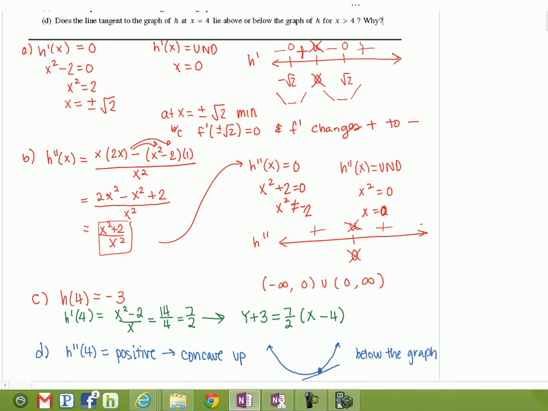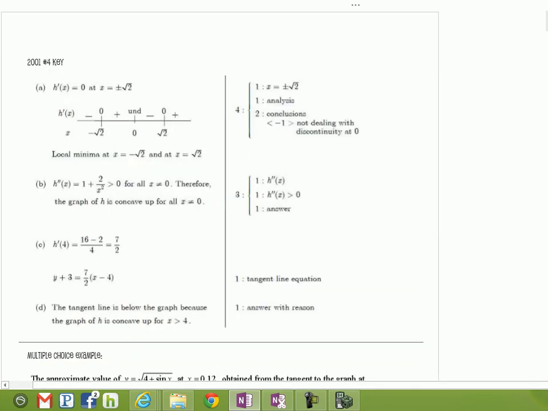Alright, so the next page actually has a scoring guideline. So if you did it on your own, you can actually check if you got a 9 out of 9.